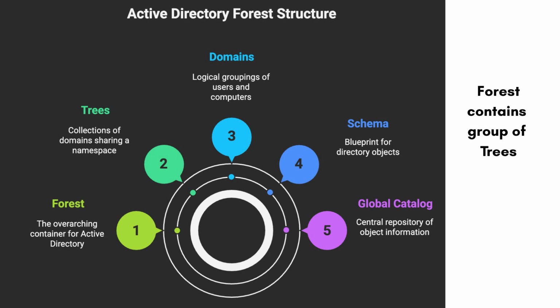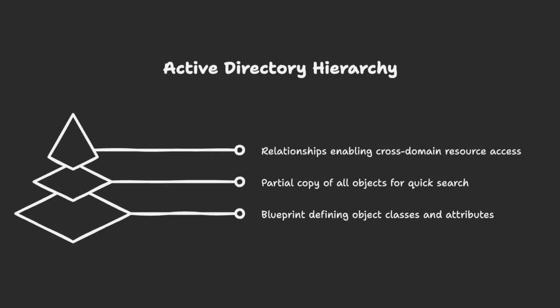Next is the global catalog. This is a special role that a domain controller can hold. A global catalog server stores a partial read-only copy of all objects in all domains within the forest itself. This allows users to quickly find resources anywhere in the forest without knowing which domain the resource resides in. It is very crucial for efficient searching and logon processes.